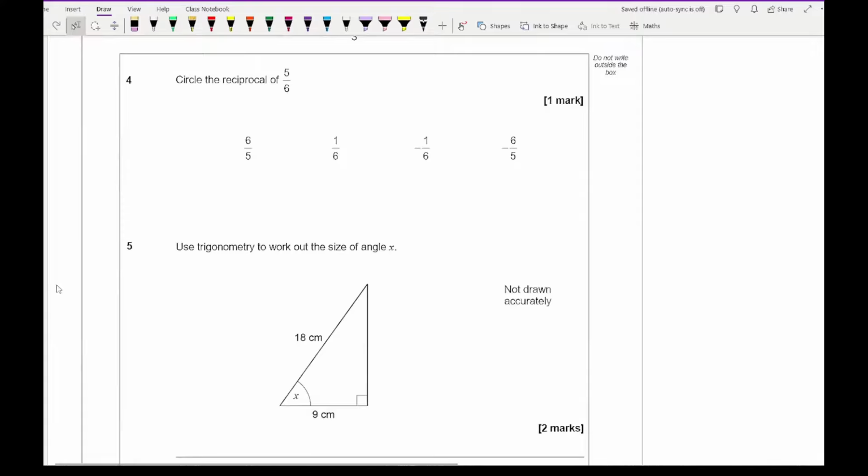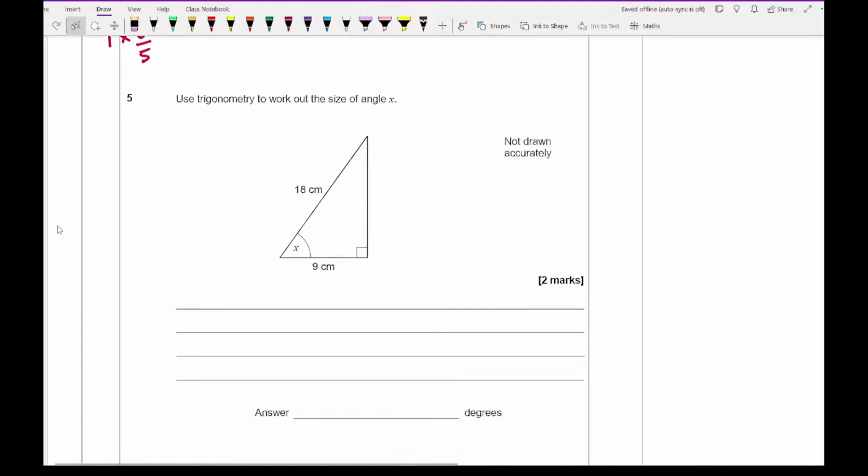For question 4, it says circle the reciprocal of 5/6. Now reciprocal just means 1 divided by. If you're not too sure about the rule of the reciprocal of fractions, you can just go into normal division, so 1 divided by 5/6, which then becomes 1 times 6/5, which is just 6/5. The other alternative is when you're doing the reciprocal of a fraction, just simply flip the numbers and you'll get your answer.